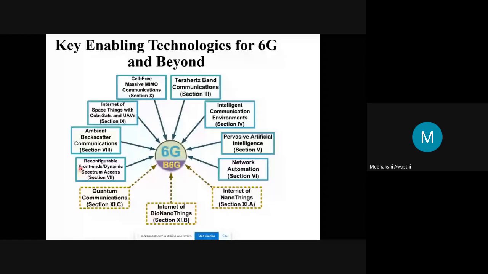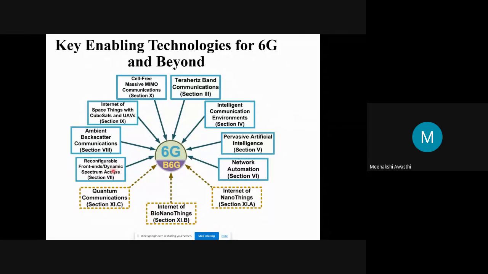Reconfigurable front ends and dynamic spectrum access. Reconfigurable front ends means the front end devices that are connected through a network should be reconfigurable, and also dynamic spectrum access for 6G. This we use to improve the energy efficiency. Also to improve the energy efficiency, we have ambient backscatter communication. So these two, 7 and 8, are used to improve the energy efficiency.